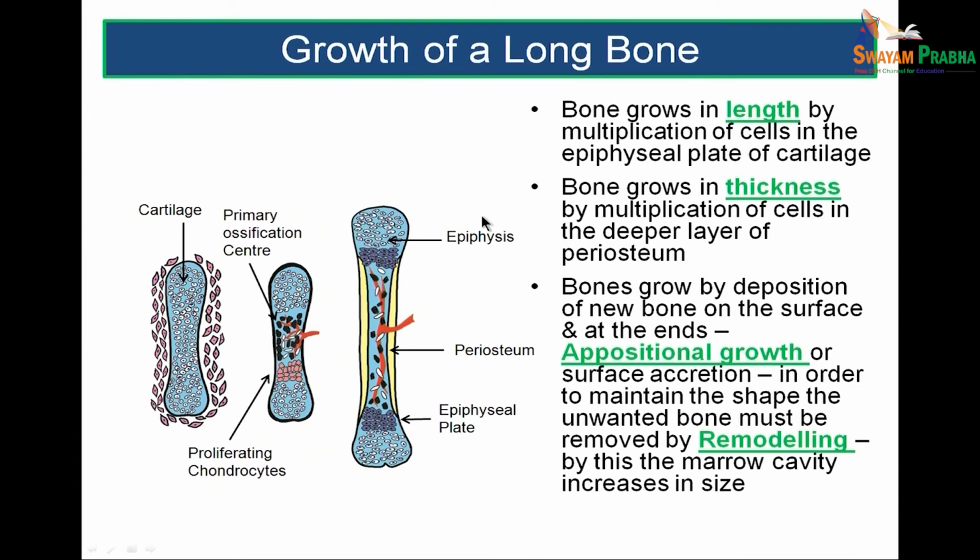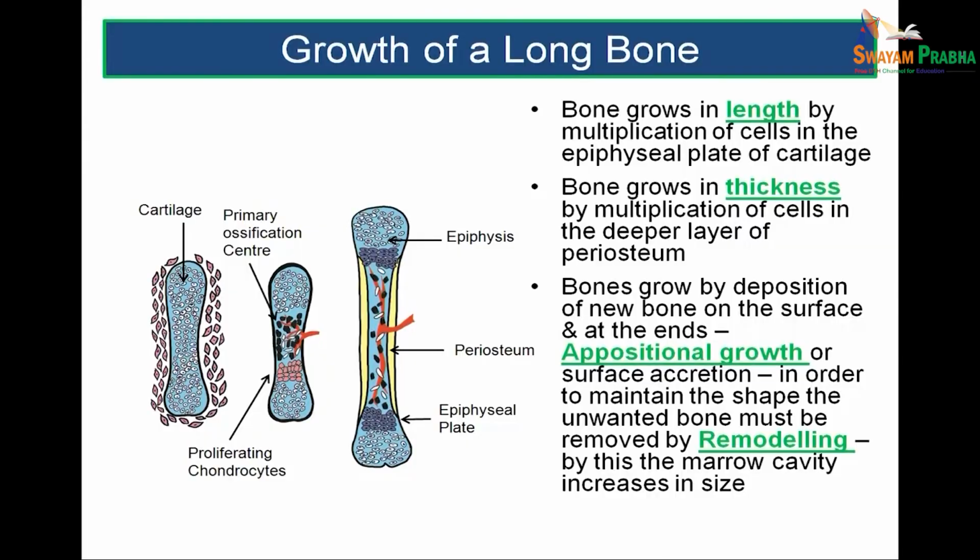What is growth of a bone? Now, during life up to the age of 25 years, before the fusion of epiphysis and diaphysis takes place, the bone can grow in length. Bone can also grow in breadth and thickness. If you look here, bone has grown in length. Bone grows in length by a multiplication of cells at the epiphyseal growth plate. Bone can also grow in thickness by a multiplication of cells deeper in the periosteum.